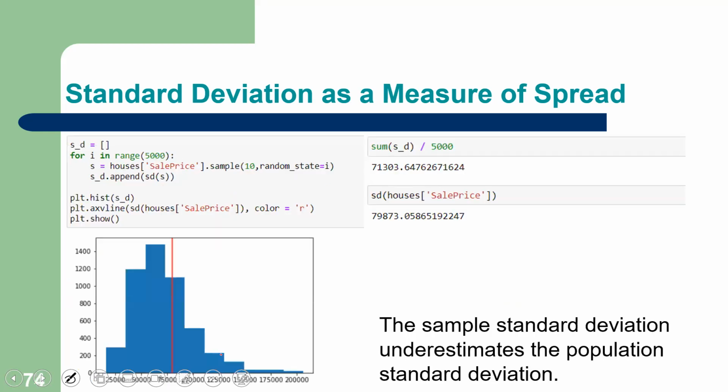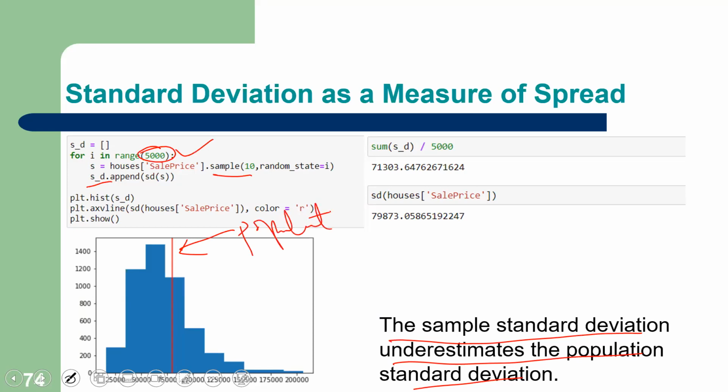So the standard deviation as a measure of spread: the sample standard deviation underestimates the population standard deviation. What does it mean? When you have the 5,000 distribution, I have taken the sample, and this is my standard deviation for the complete 5,000 distributions. Now if I plot all my standard deviations for each sample, the red indicates my population mean.